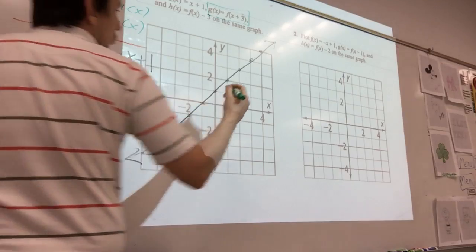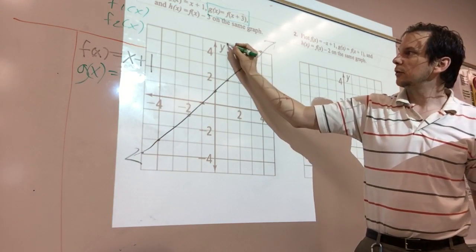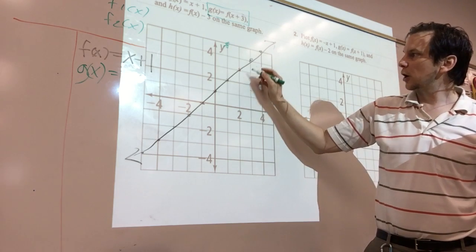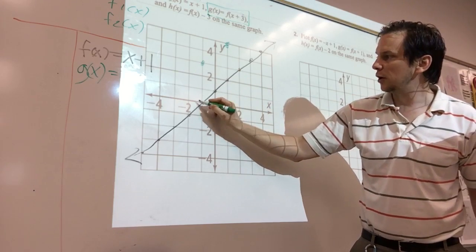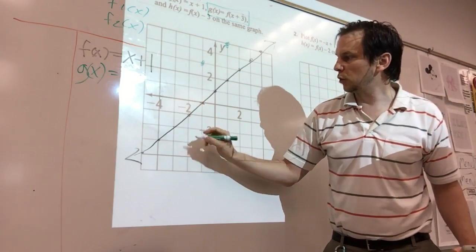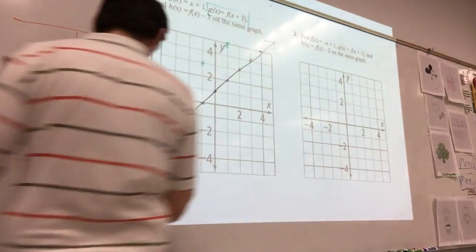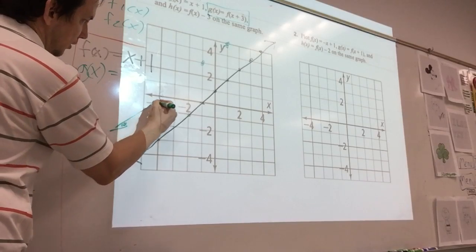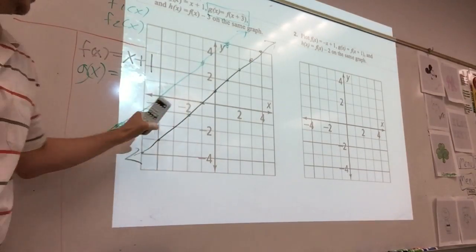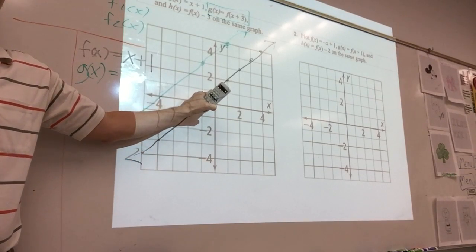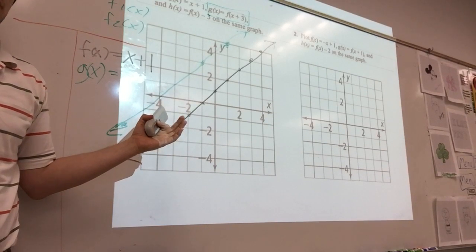How do you do it? One point at a time. Start at a point on Frank's line and count 3 to the left. That is a point on George's line. Start with another one, go 3 to the left. That's a new point on George's line. Another one, 3 to the left. There's another one, and here off the grid is another one. And now you have George's line. Another squeaky marker. You just translated f of x 3 units to the left. No big deal. Are you with me?